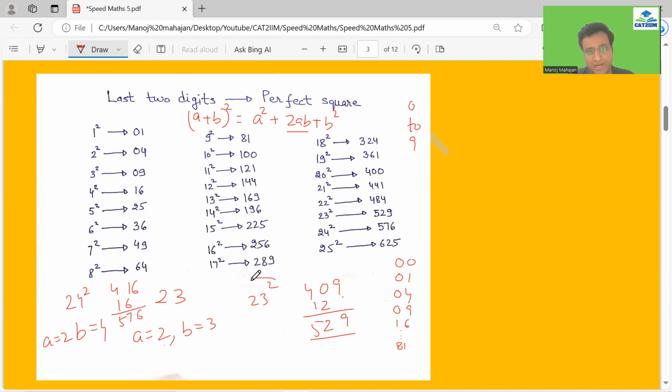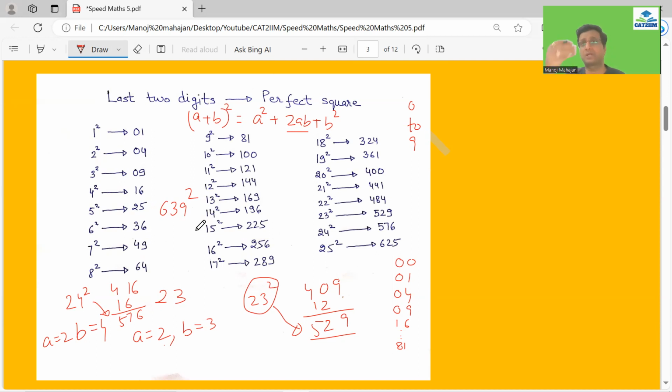So we got the 23 square also. That was nothing but 529 with this trick. We got 24 square also, which is nothing but 576. But of course, we are not going to apply it for numbers like 639 square. Why? Because b would be small, that is 9, but a would be too large, 63. So we have to calculate 63 square also.